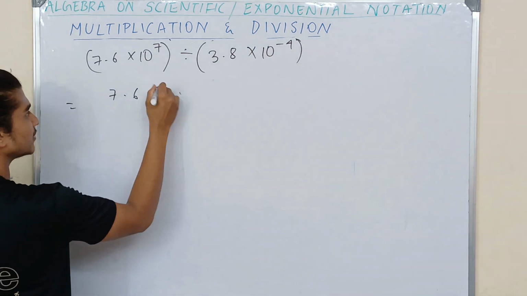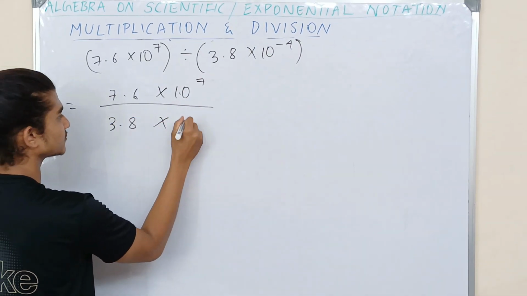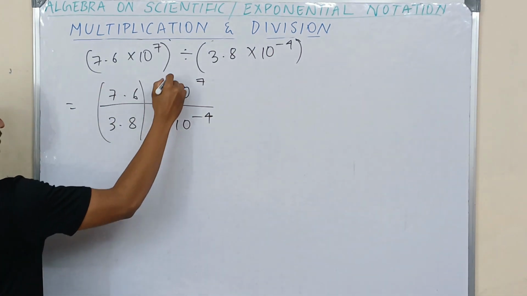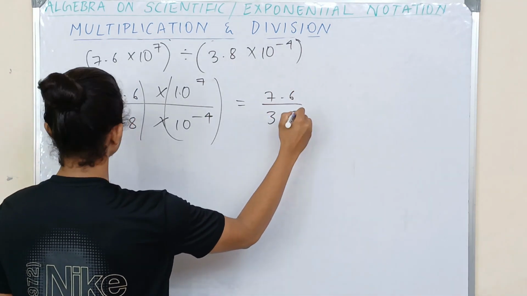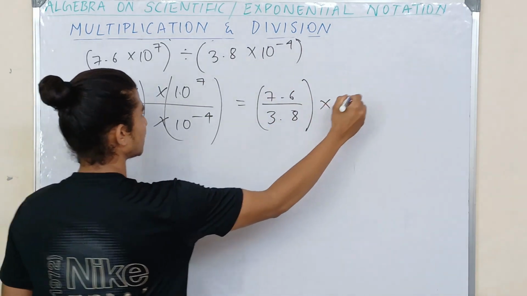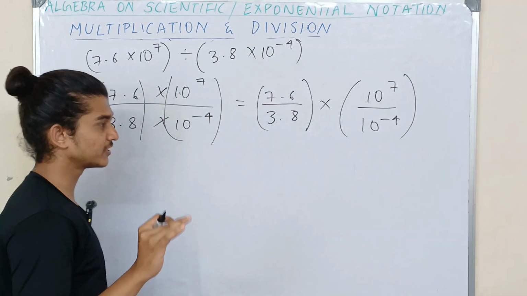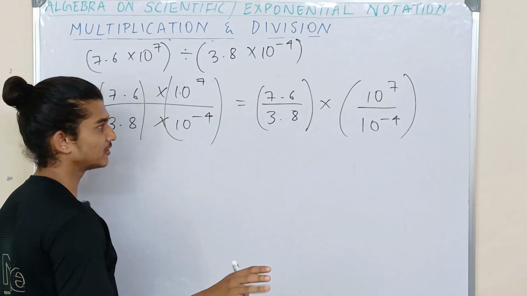So 7.6 into 10 power 7 divided by 3.8 into 10 power minus 4. The next thing you're going to do is club them normally and write it down separately: 3.8 multiplied with 10 power 7 divided by 10 power minus 4. The second thing is you're going to divide this part using a calculator or the normal manual method.